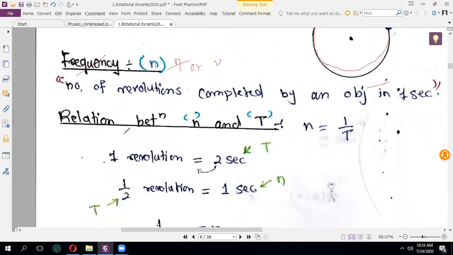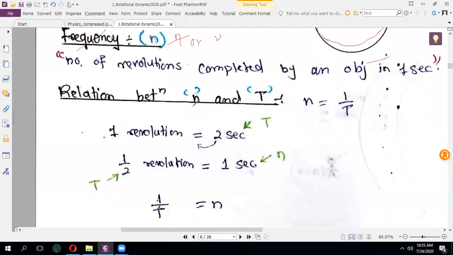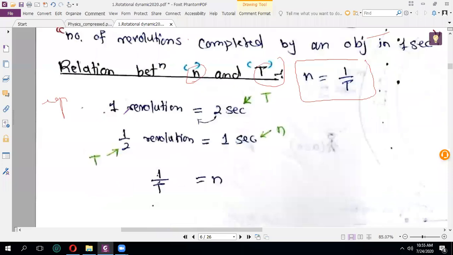Okay. Now we see the relationship between frequency and time period. What is the relationship between frequency and time period? We have to find this formula, n is equal to 1 upon T. So we take one example. Suppose a car takes one revolution. For one revolution, the car requires 2 seconds. Now we already know the 2 seconds represents the time period, and one revolution is completed in that time period. The first condition: a car requires one revolution, which is equal to 2 seconds.